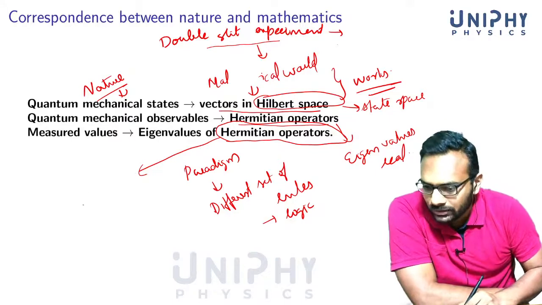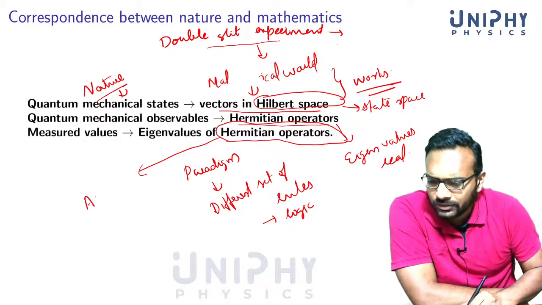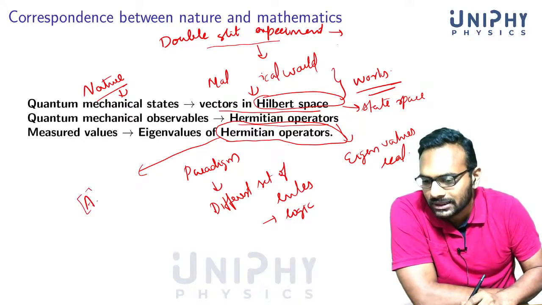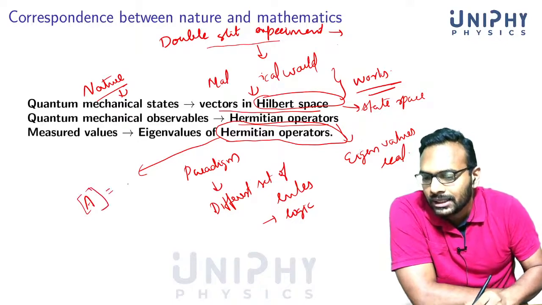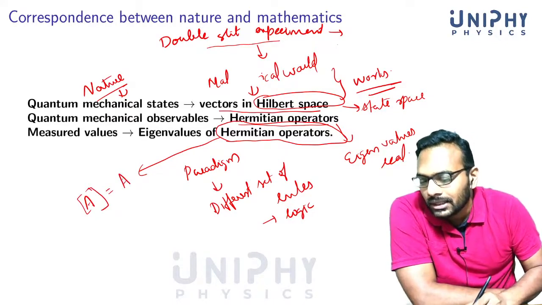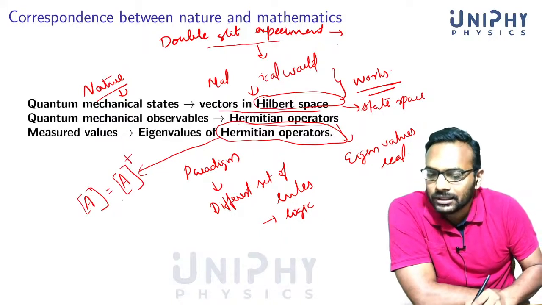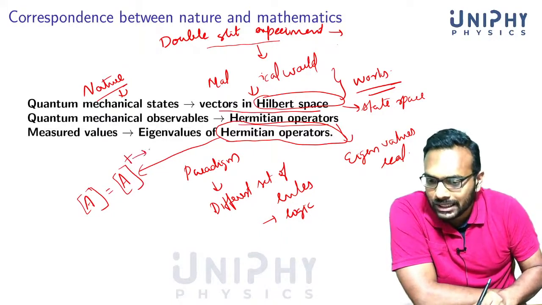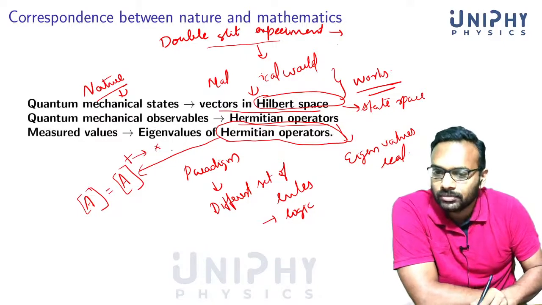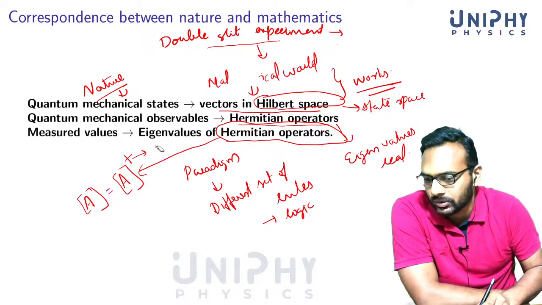So Hermitian operator, we said that if the operator is represented by a matrix, then the matrix is Hermitian if A is equal to A dagger. And how do you get dagger? You first complex conjugate all the elements and then also take the transpose. That's what we mean by a Hermitian operator.